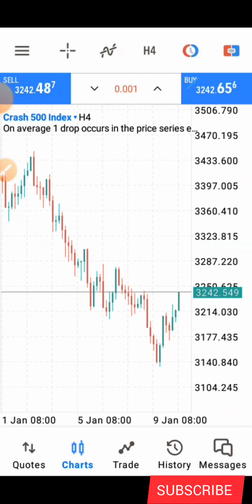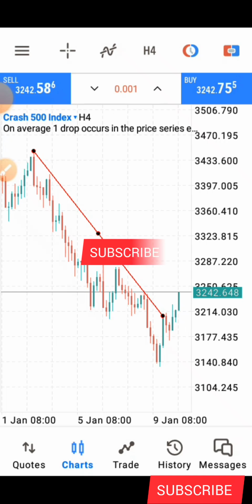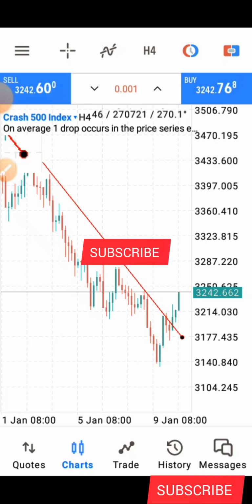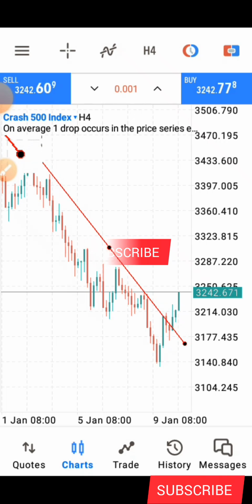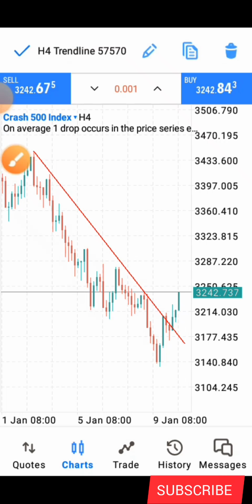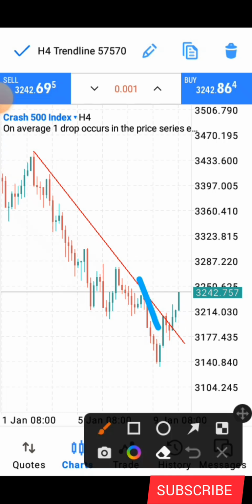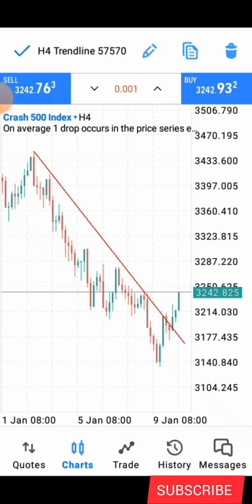Right, so let me draw my trend line so that you have a better understanding of what the market is doing. So currently, drawing my trend line, you can see that price has just broken our trend line here, and that is showing that the trend of the market is kind of changing. Right, it's kind of changing into an uptrend, right?